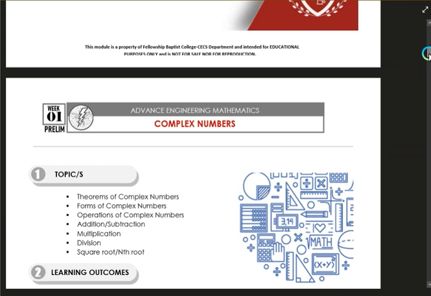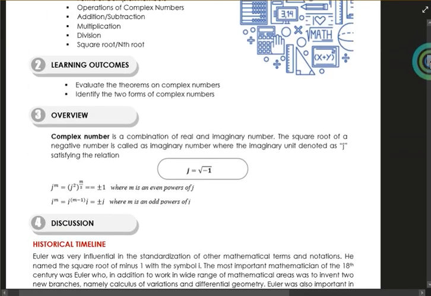Among the things we need to solve are the addition and subtraction of complex numbers. We also have multiplication, division, and the roots of complex numbers. Also, we have the powers of complex numbers. As part of this, what is expected of you is that you should be able to evaluate the theorems on complex numbers. At the same time, you should be able to solve problems about complex numbers.